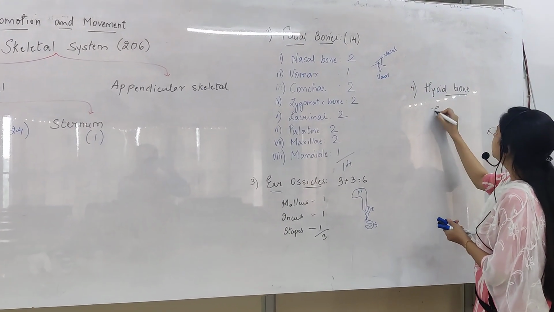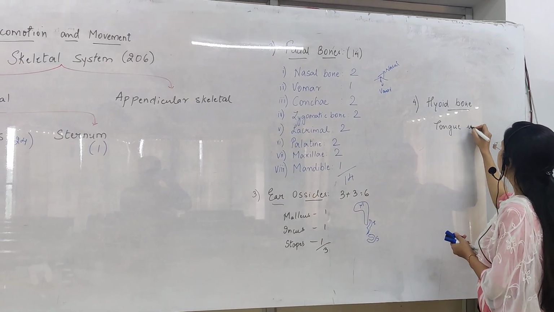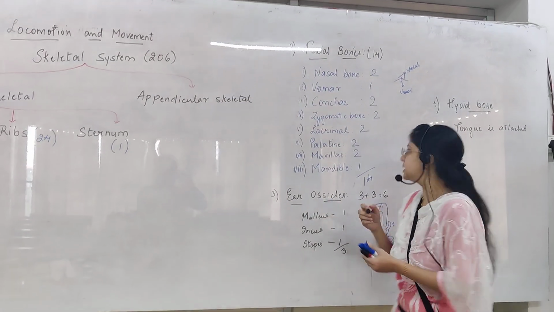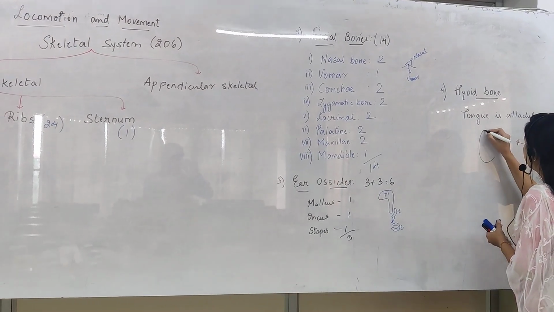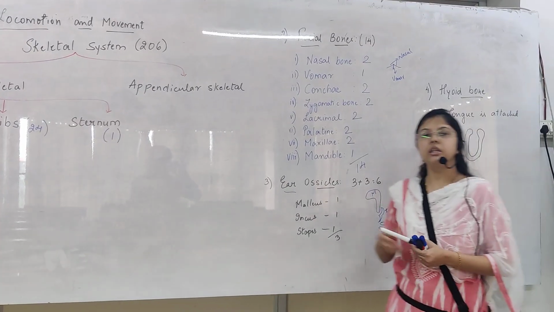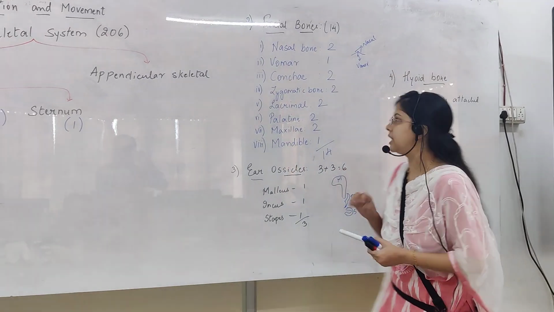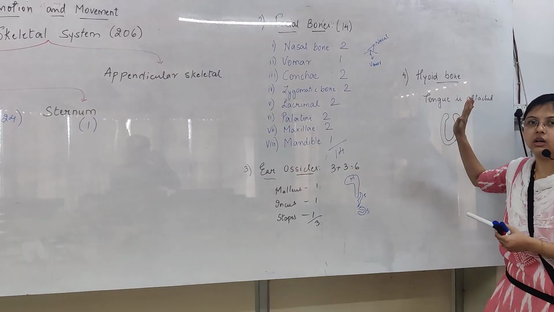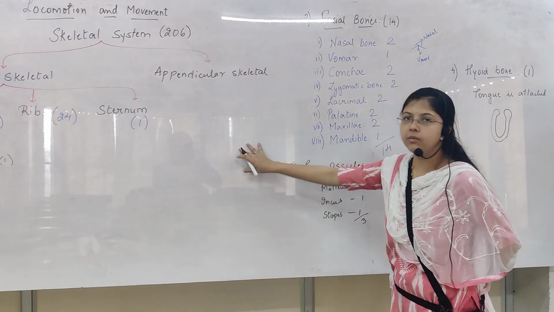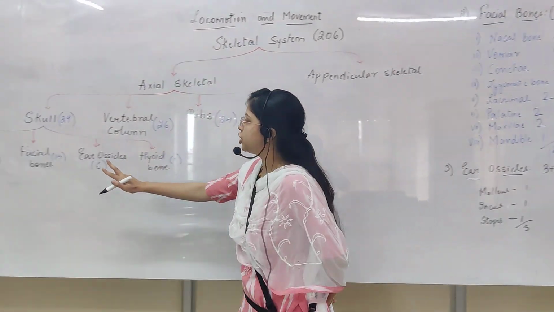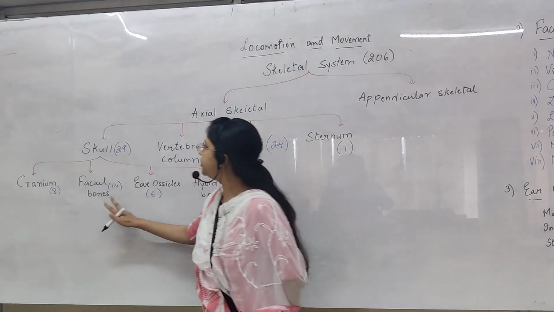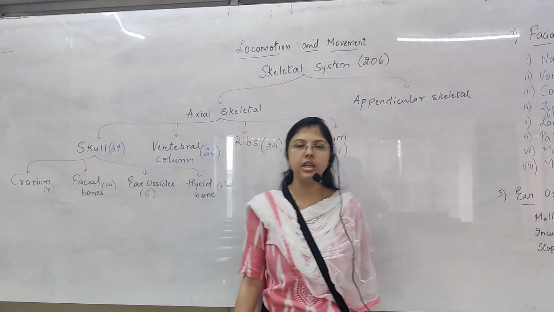Hyoid bone is said to be the bone of the skull where the tongue is attached. The posterior end of the buccal cavity has this U-shaped bone. To this U-shaped bone, the muscles of the tongue will be connected, and as a result, it is also called the bone of the tongue. It is only 1 in number, right? So the cranium bones we had seen, they were 8, facial bones 14, ear ossicles 6 and 1 hyoid bone. The total of the bones in the skull will be 29.